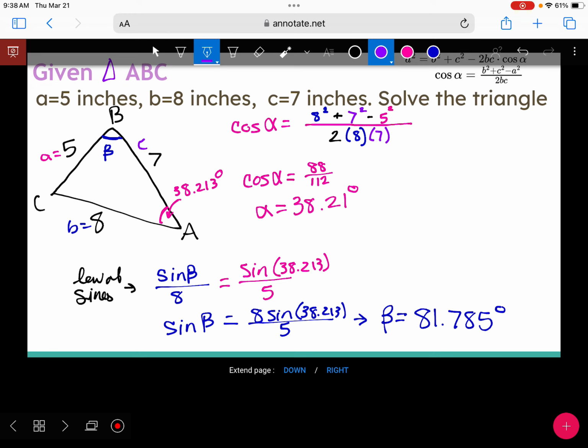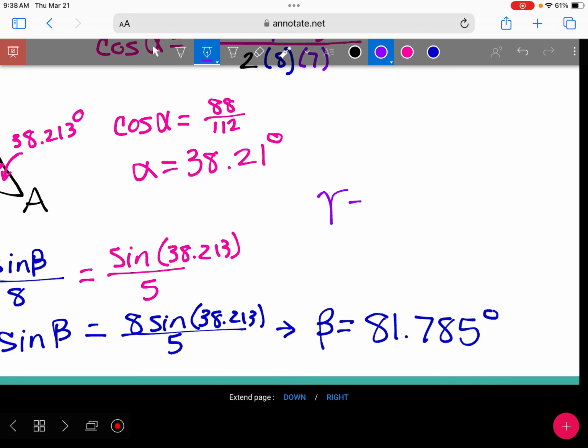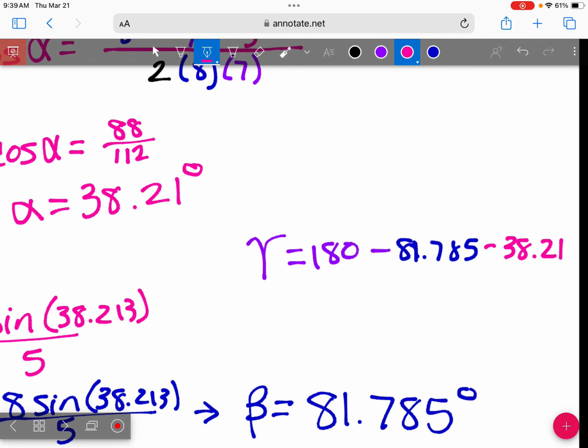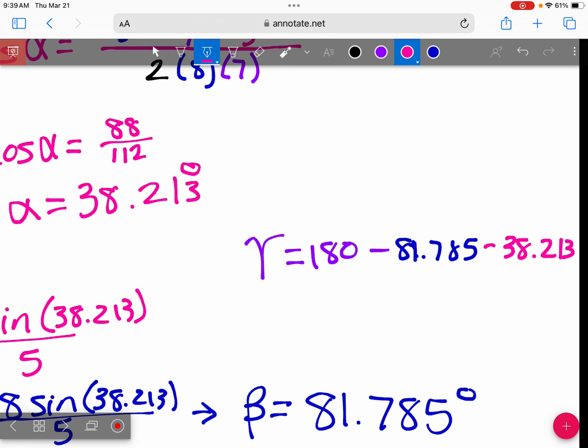So then for our third angle, triangle sum. Whenever we need to find the third angle, use the triangle sum. Don't even make your life harder. So we know that gamma is going to be 180 minus all the other angles we know. Our 81.785 and 38.213.